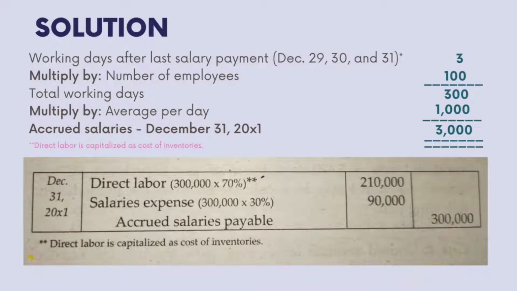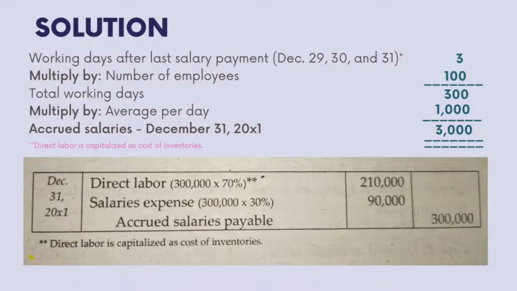Solution: working days after last salary payment is equal to 3 days, which are December 29, 30, and 31, since December 27 and 28 are weekend. Multiply by number of employees, which is 100, so the total working days is 300. Multiply by average pay per day, 1,000. So, the accrued salaries for December 31, 2021 is 300,000.